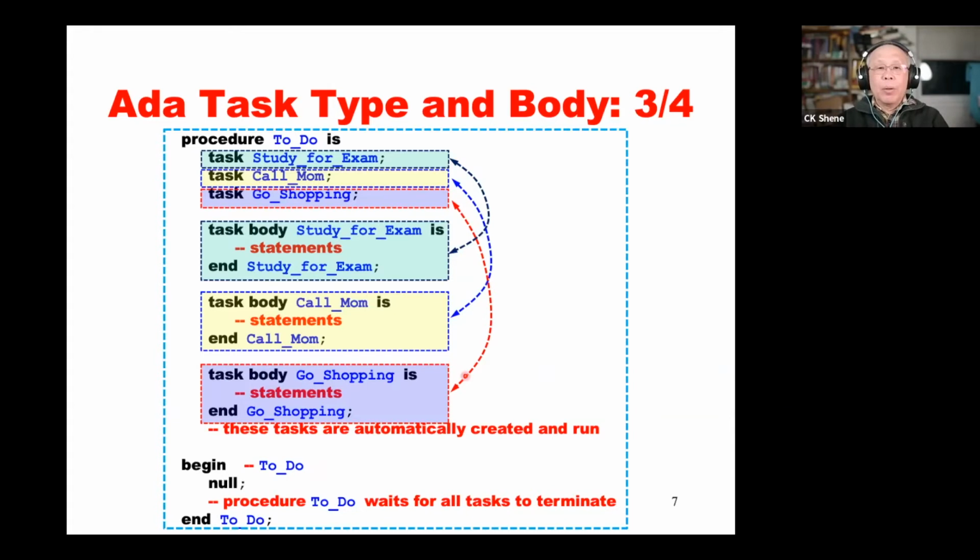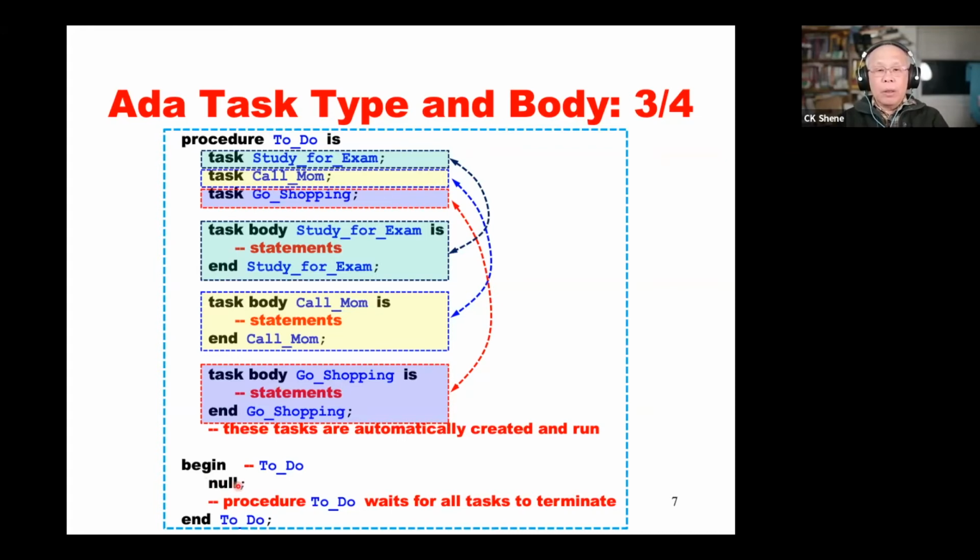Here is a more complex example, but still simple. Here I have a procedure called to do. And these are the local declarations. We only show you the task and task body. And this is the executable part of the procedure to do. Here we have a null statement. Null means I don't do anything.